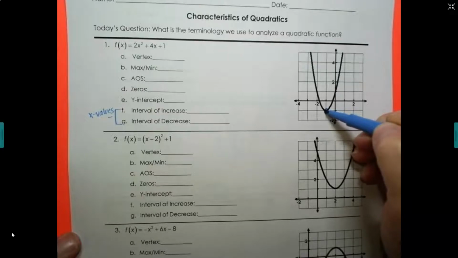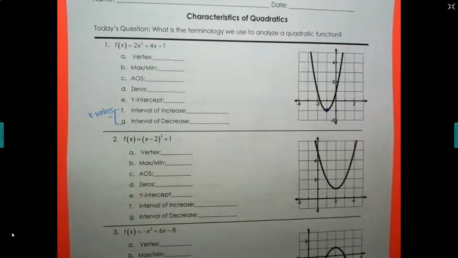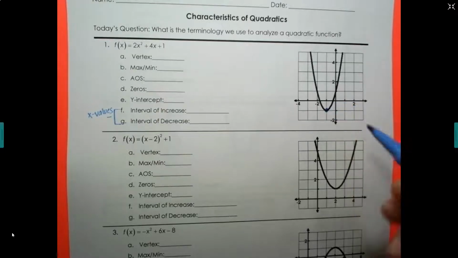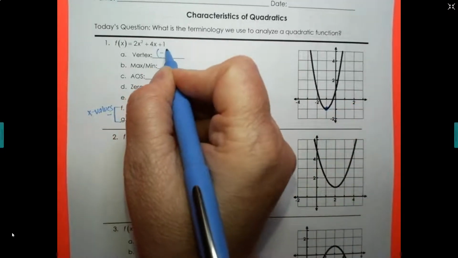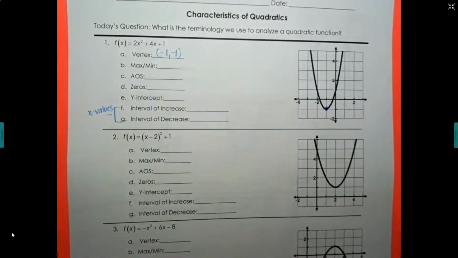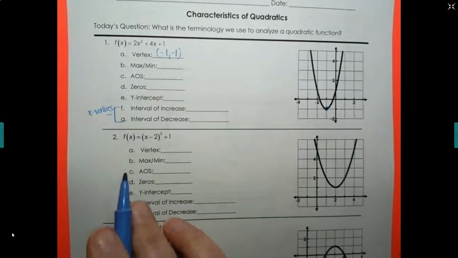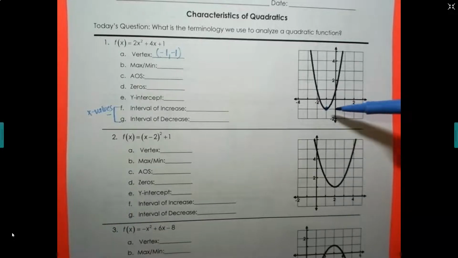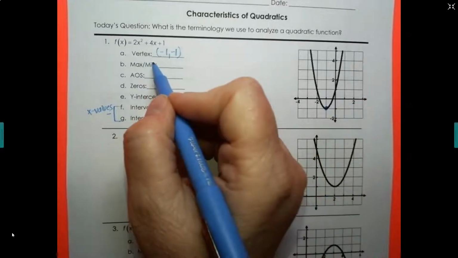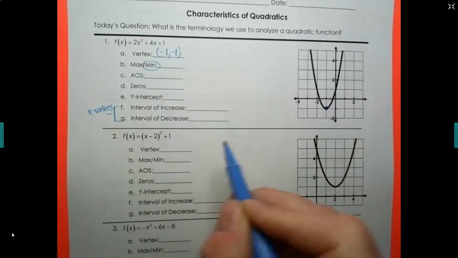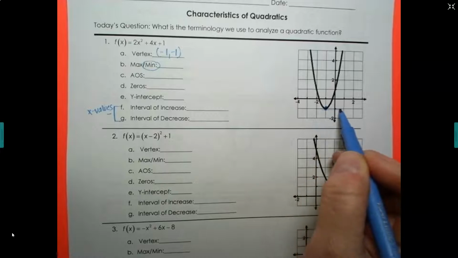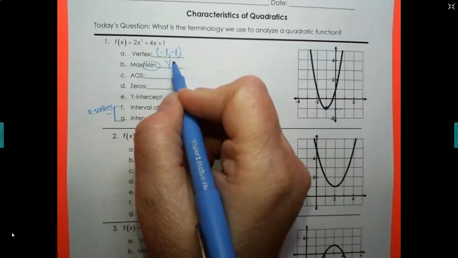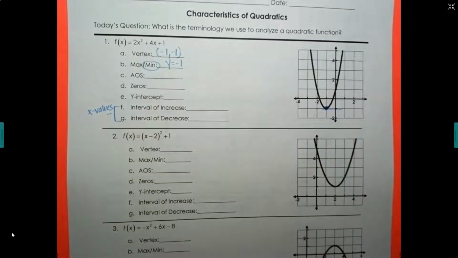The first one on the list is the vertex. Remember, that's the turning point of the quadratic parabola. And this one is located at -1, -1. I'm going to write that in. The max and min, remember, refers to where the vertex is located, at the bottom of the graph or the top of the graph. In this graph, it's the very bottom point, so it's a minimum. And we always refer to the y value, and the y value there is -1. So we'll call this where y is -1.